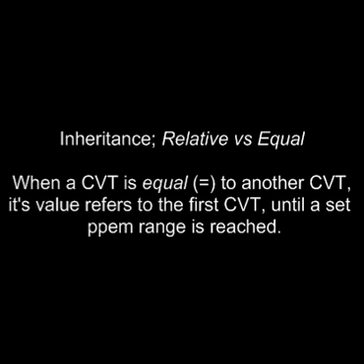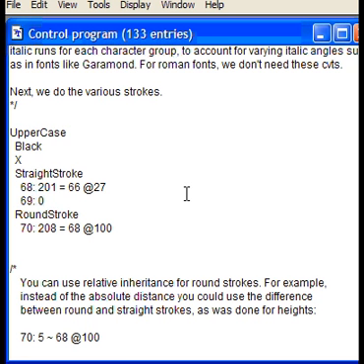When a CVT is equal to another CVT, its value refers to the first CVT until a set ppm range is reached. For example, when we entered the stem weight for the Latin round, we made it equal to the straight stroke until 100 ppm. This is to prevent the round strokes in a glyph from going to 2 pixels before the straight stroke.